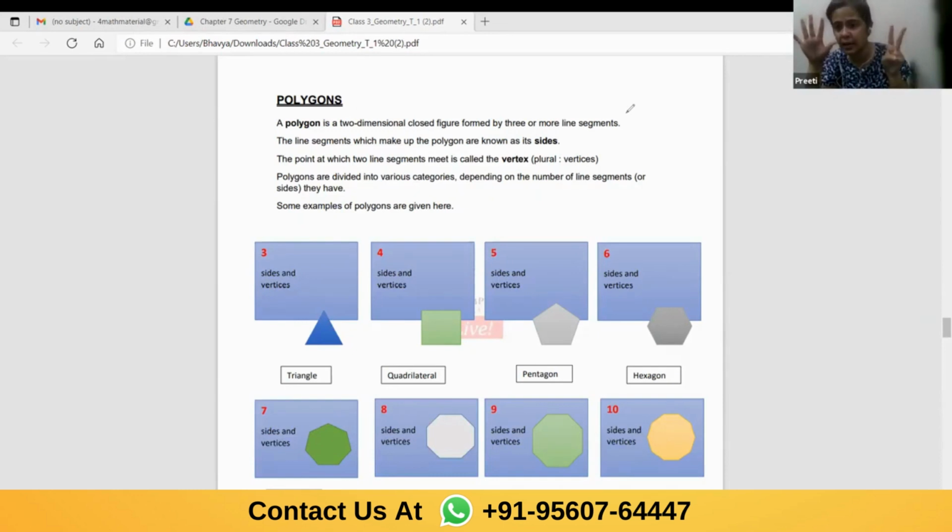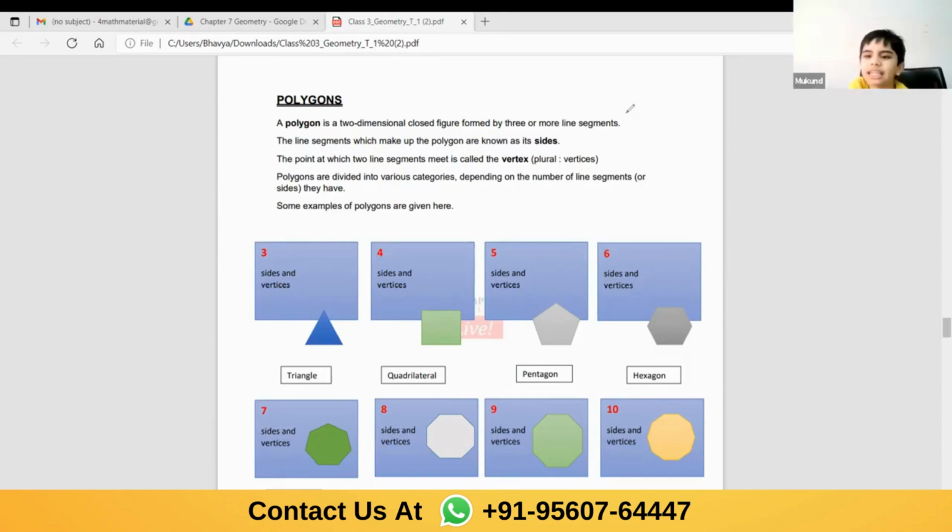There is another name for heptagon, that is septagon. In place of H, we can also write S. Septagon means 7 sides. Yes, ma'am, it's almost like Hindi, 7, like saat. Yes, yes. Octagon has 8 sides. Nonagon has 9 sides and decagon has 10 sides.